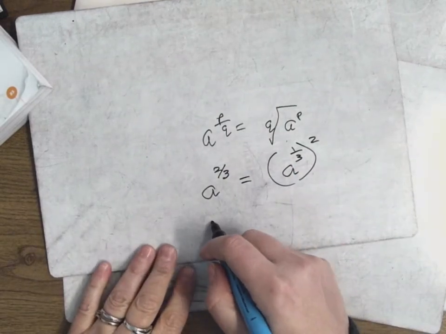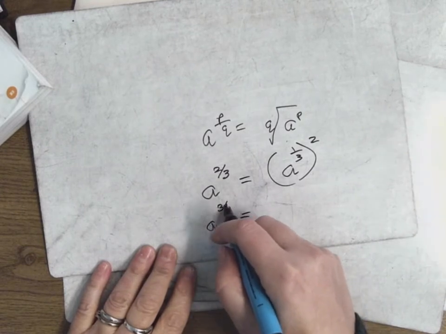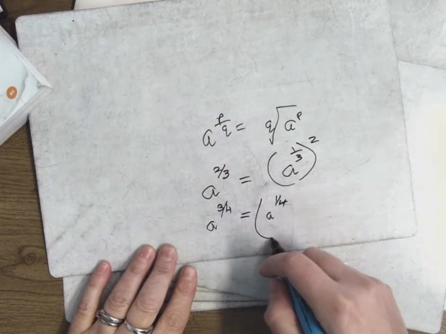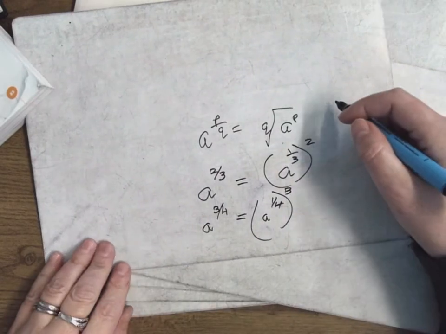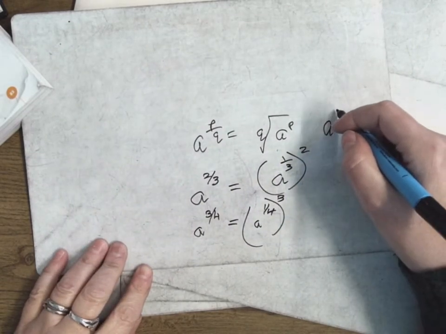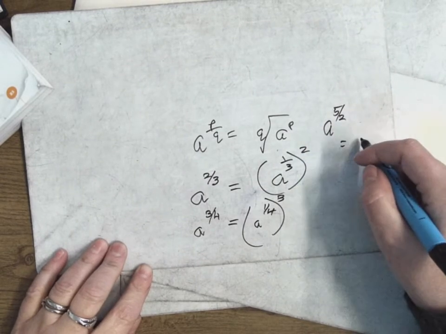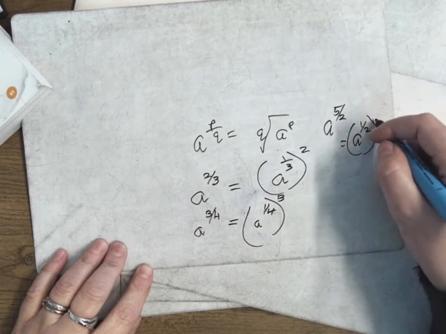So if I said a to the power of 3/4, what would you say? A to the power of 1/4, all to the power of 3, right? Okay, I'm keeping an eye on the time. Right, if I said a to the power of 5 over 2, what would you say? A to the power of a half, all to the power of 5.